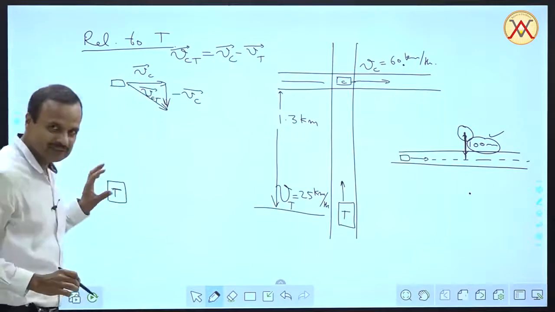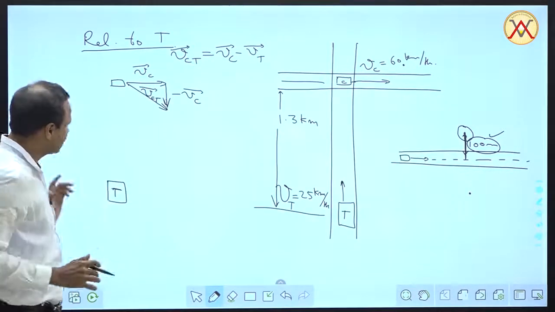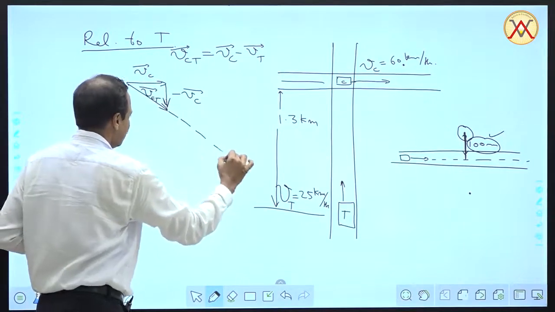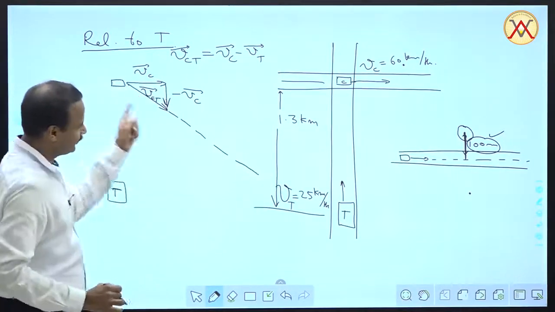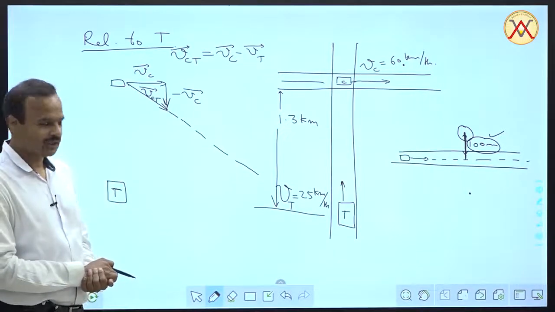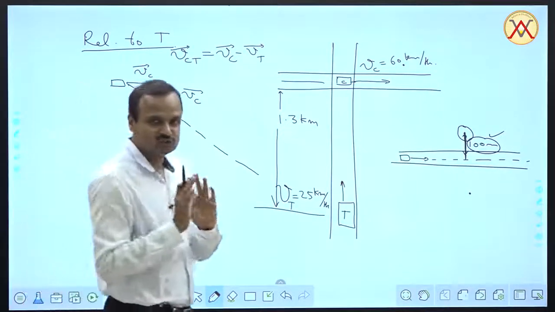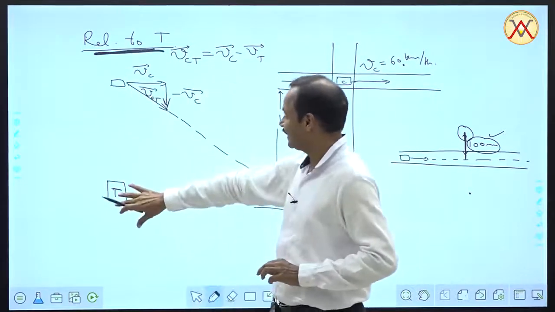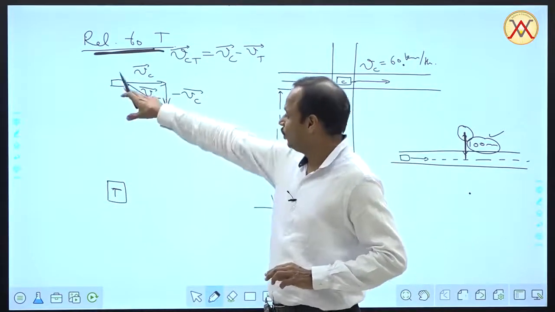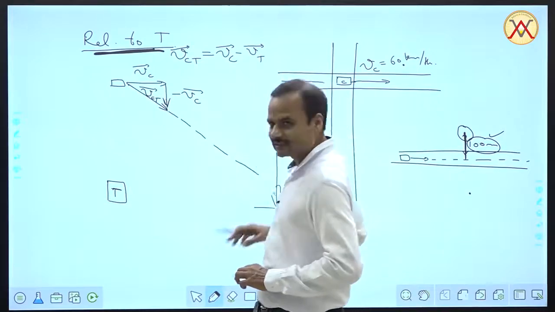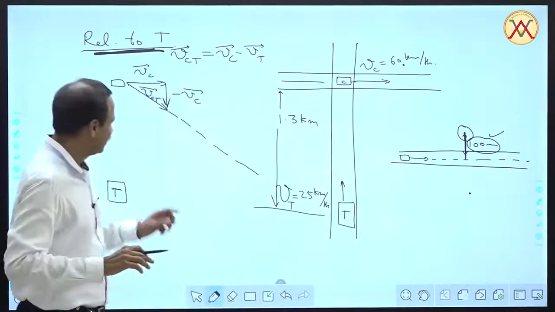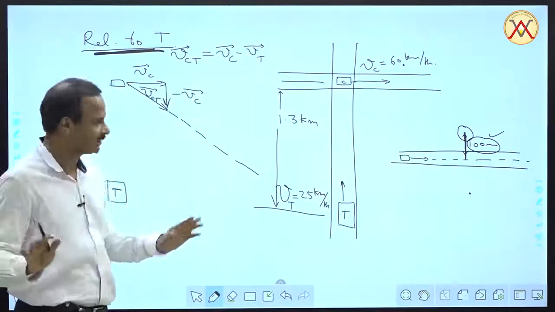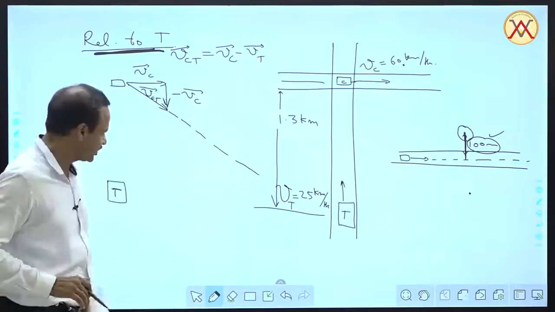So as seen by the truck, if we are sitting in the truck, the car will appear to move in this direction. It will be moving something like this. Alright, truck, mind you, is not moving. We are discussing relative to the truck. So the truck itself is not moving, only car is moving with constant velocity in this direction. Velocity of car in this frame is also constant because Vc and Vt are both constants. So obviously Vct is also constant.